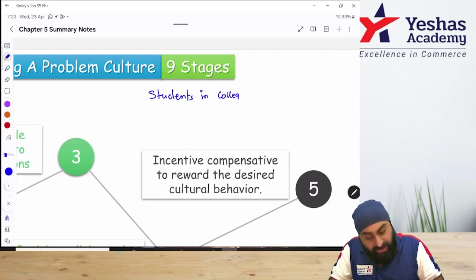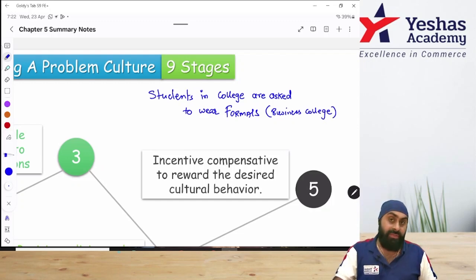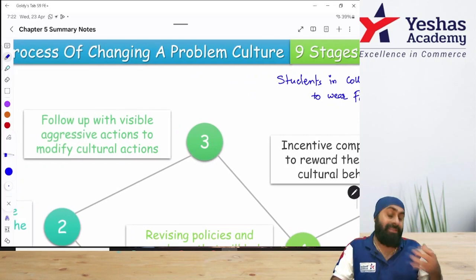in college, okay, who are asked to wear formals, because they believe that it is a business school, a business college, and since it's a business college, they're asking you to do it. What are the steps that you need to follow?